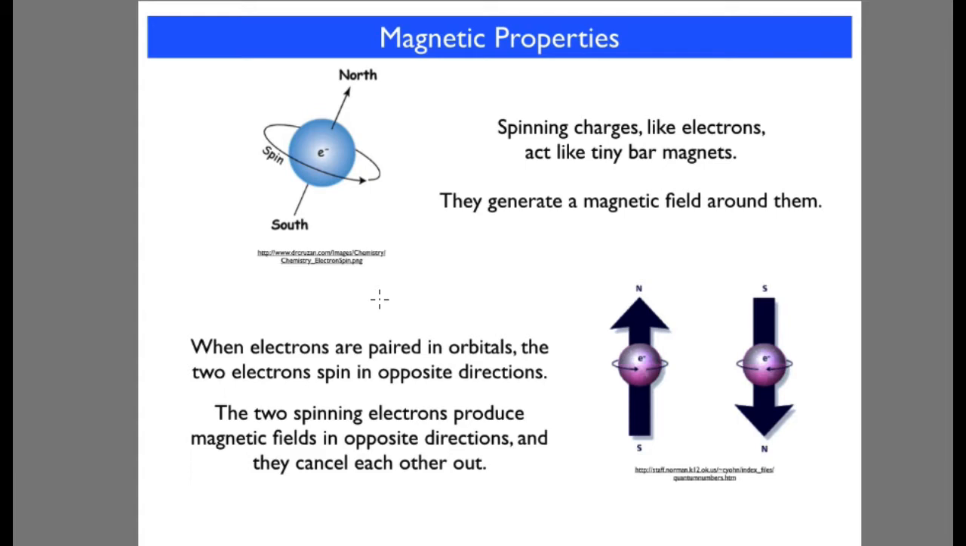Spinning charges, like electrons, act like tiny bar magnets, and they generate a magnetic field around them. When electrons are paired in orbitals, the 2 electrons spin in opposite directions. The 2 spinning electrons produce magnetic fields in opposite directions, so they cancel each other out.